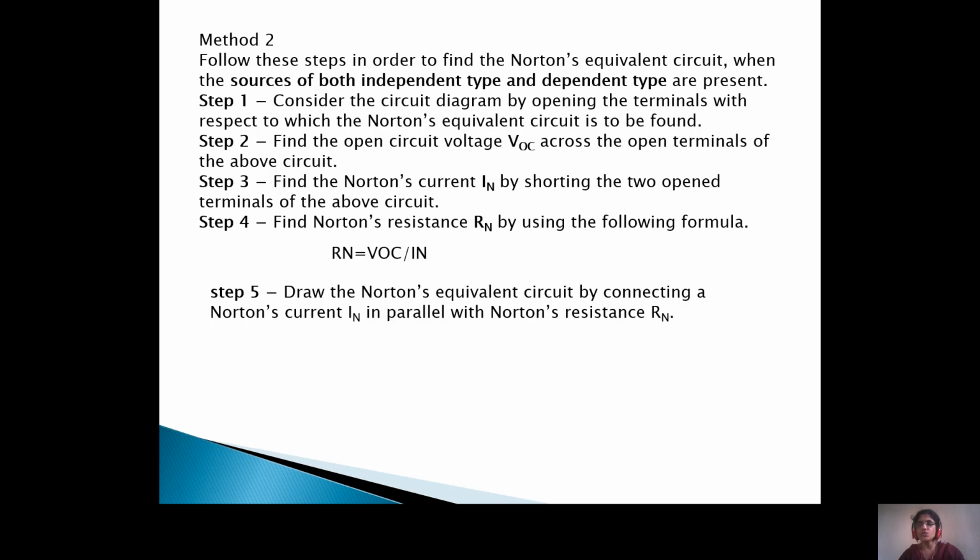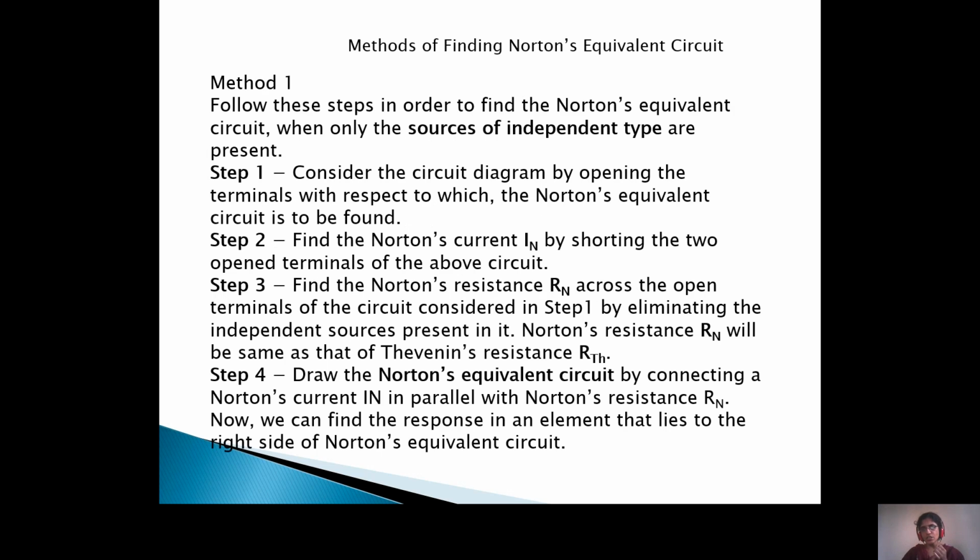Step 1: whatever portion you have to find out, you have to short it and find the Norton's current. When you find the Norton's resistance, the sources must be shorted and opened, and wherever you have to find it, you have to open that and find it. This Norton's resistance procedure is the same as the Thevenin's resistance. The last step: the Norton's current and Norton's resistance are connected in parallel, and whatever values you find, you connect them in parallel. Then you have to find the current across this terminal.